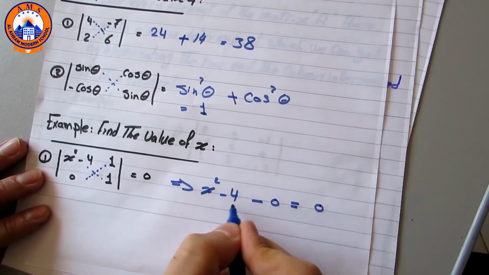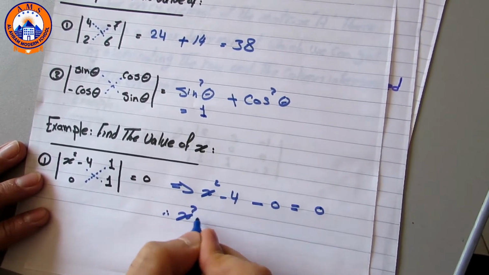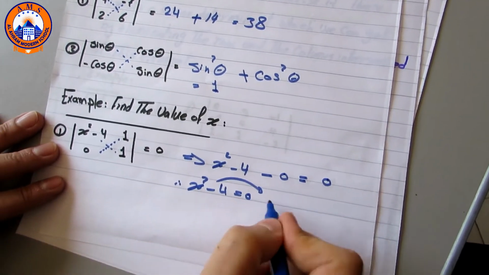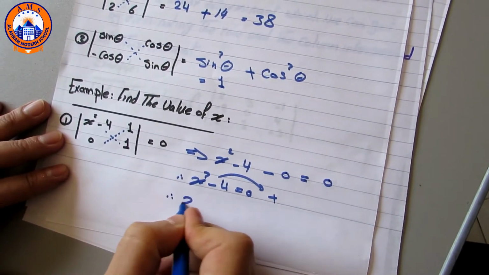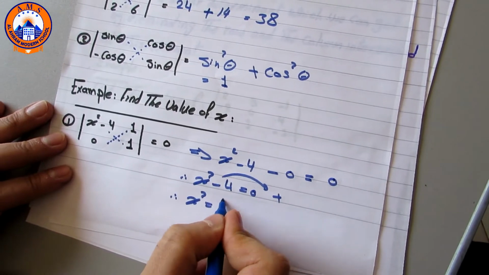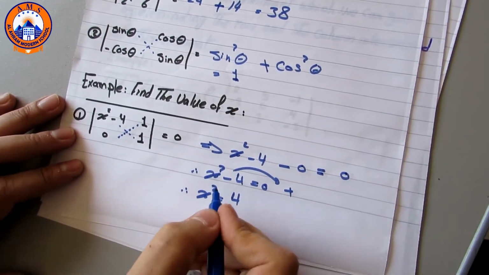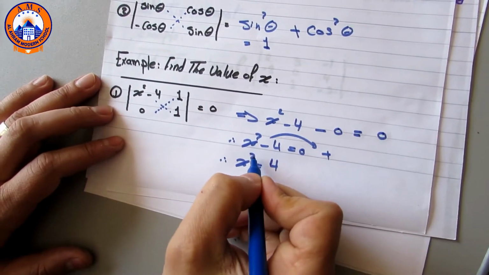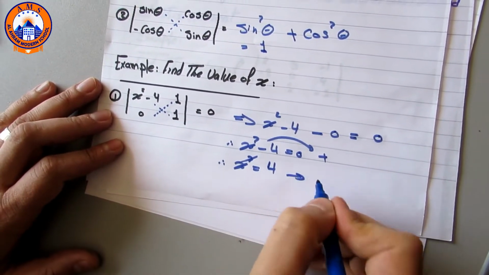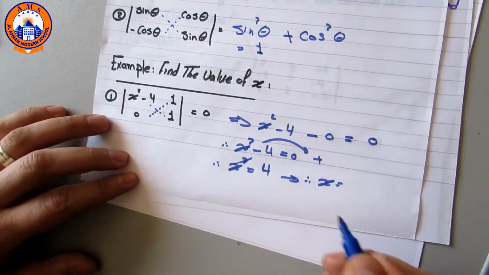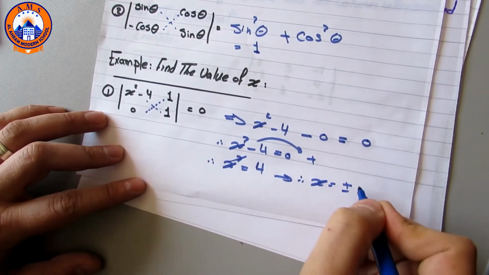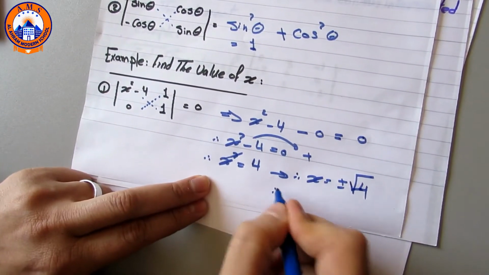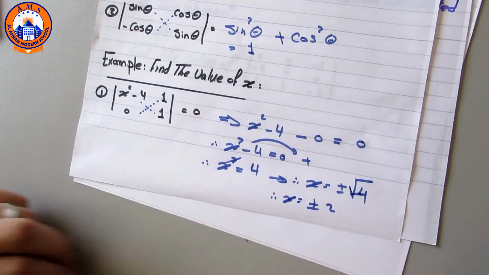So x power 2 minus 4 minus 0, the result will be x power 2 minus 4 equals 0. Solve the equation. Negative it will be positive, so x power 2 equals 0 plus 4 equals 4. X power 2 equals 4. We need to find the value of x, so you have to cancel power 2, and x equals positive or negative square root 4. So x equals positive or negative 2.